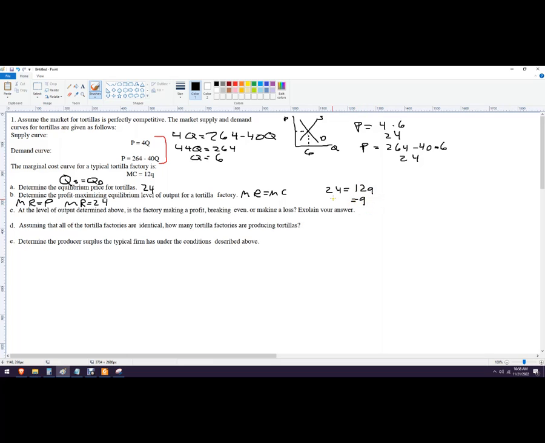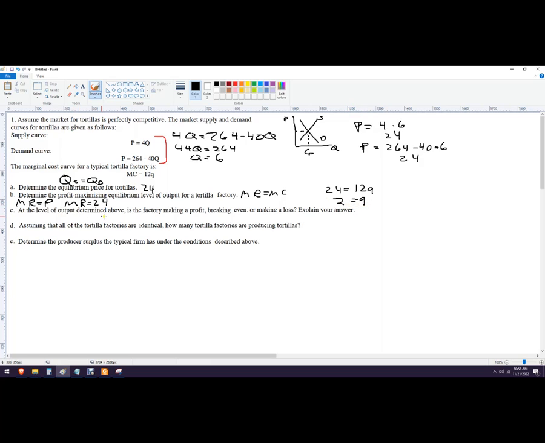So this single firm will produce 2 units of tortillas. This could be millions of packages of tortillas, it could be 2 individual tortillas, it could be 2,000 tortillas, whatever the units are. Two units is the answer for the equilibrium level.